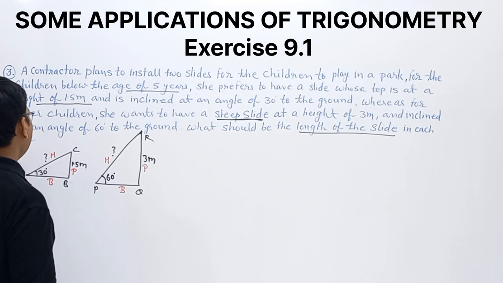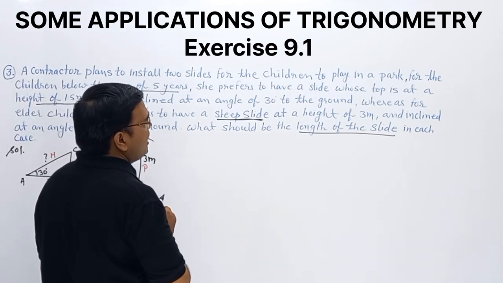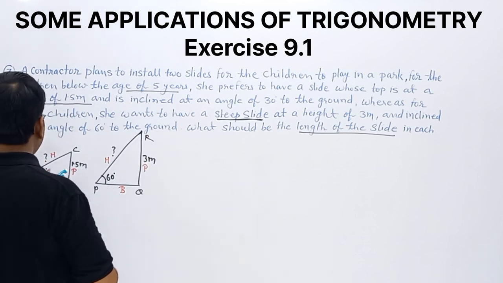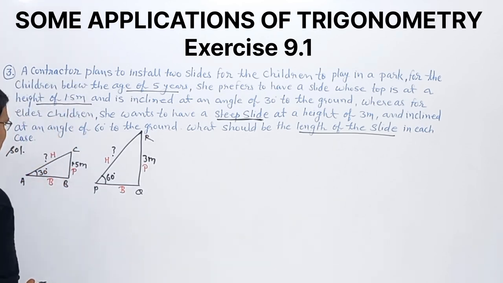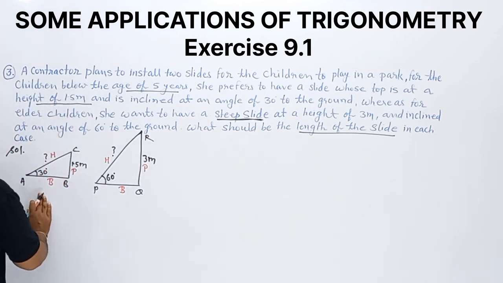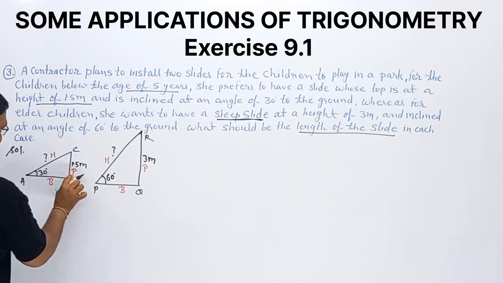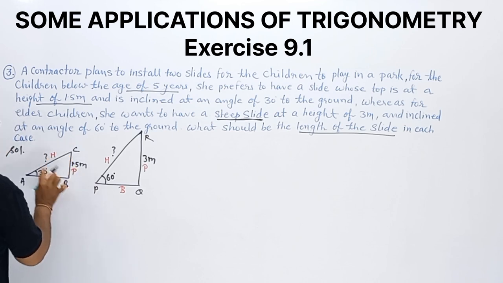So what we can say? In the first case, the length of the slide. Now for this case, the length of the slide is what? AC. So what formula should we use? This is the hypotenuse, this is the perpendicular. It means we are having the perpendicular, we want the hypotenuse, and we are having the angle.